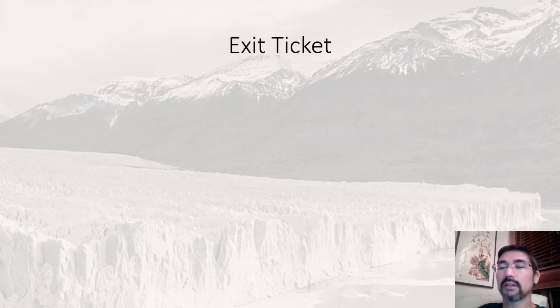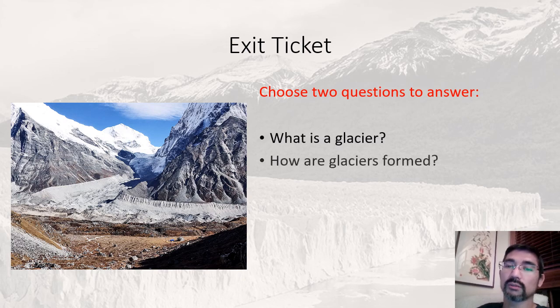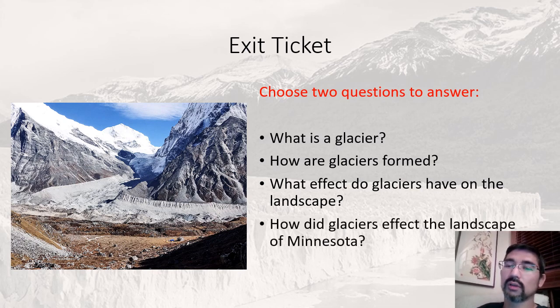So for our exit ticket, we have some questions for you. Choose two of these questions and post your answers on Schoology. So I'm going to show you 4 questions. Your job is to answer 2. Okay, don't answer all 4. Just answer 2 of these questions. So first, what is a glacier? How are glaciers formed? What effect do glaciers have on the landscape? And our last question, how did glaciers affect the landscape of Minnesota? So go ahead, answer two of those questions, two questions of your choosing.